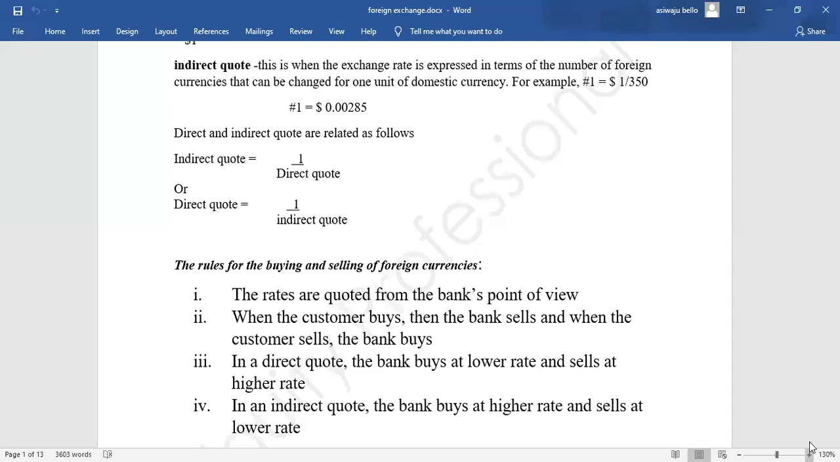In a direct quote, the bank buys at the lower rate and sells at the higher rates. So please remember, if you are dealing with a direct quote, the bank will buy at the lower rate and sell at the higher rate.